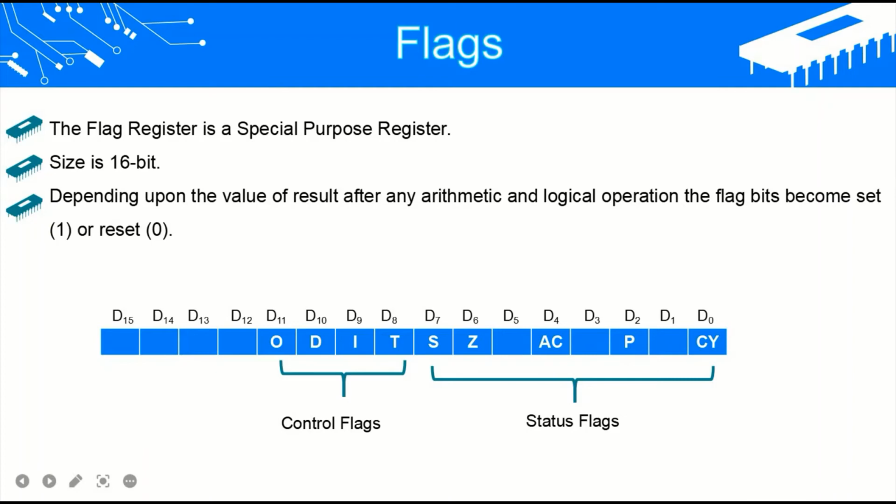The conditional flags represent the result of the last arithmetic and logical instruction executed. Conditional flags are the carry flag, auxiliary flag, parity flag, zero flag, sign flag, and overflow flag. While the control flags control the operation of the execution unit, these include the trap flag, interrupt flag, and direction flag. Depending upon the value of the result after any arithmetic and logical operation, the flag bits become set or reset.